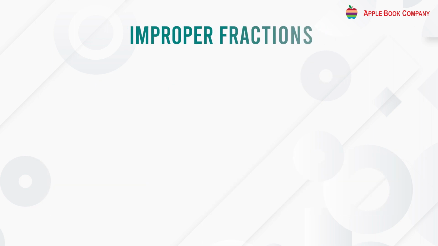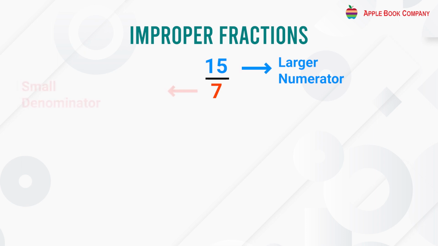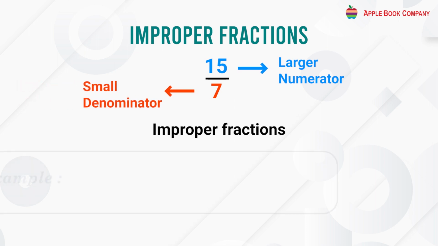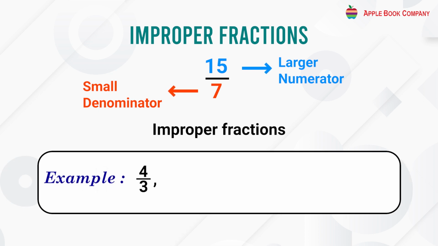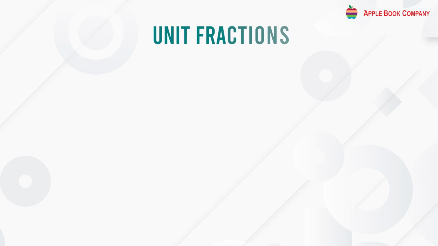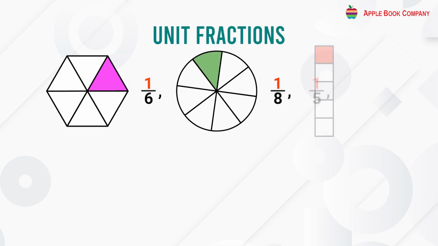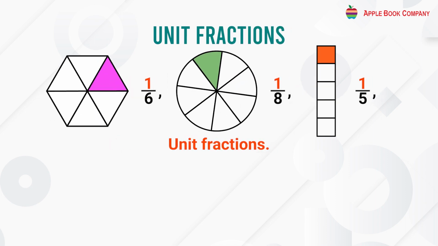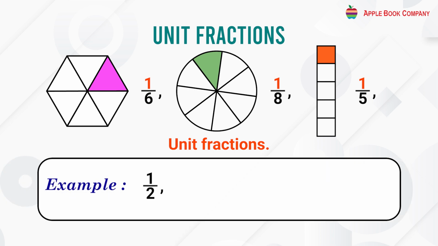Now let's see what are improper fractions. Fractions where numerator is greater than or equal to denominator are called improper fractions. For example, 4 by 3, 12 by 11, 5 by 4, 6 by 5. These are improper fractions. Unit fractions: fractions where the numerator is 1 are called unit fractions. For example, 1 by 2, 1 by 4, 1 by 3, 1 by 11, 1 by 18.